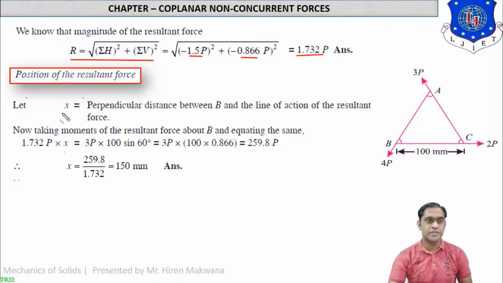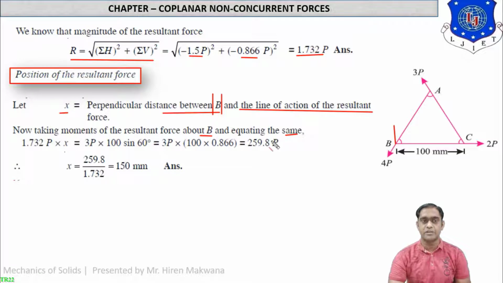Now, what happens with the position of the resistance? Let x equal to perpendicular distance between B, remember this, between B and the line of action of the resultant force. So we are trying to find the resultant force with the reference of point B only. Now, taking moments of the resultant force about B and equating the same. So what is actually the resultant? The resultant is 1.732p. So according to Varignon's principle, moment of resultant force is equal to sum of moments of all the other forces. Okay, so what you have to do, always take left side of the equation as resultant into x.